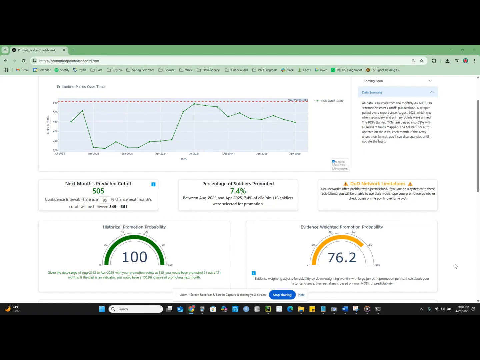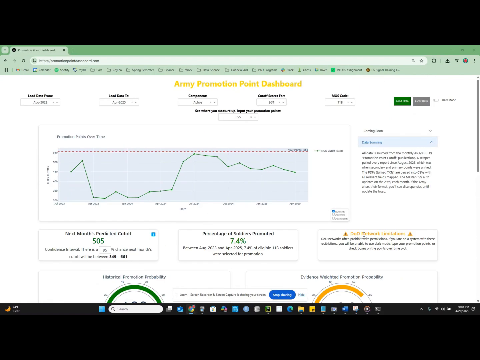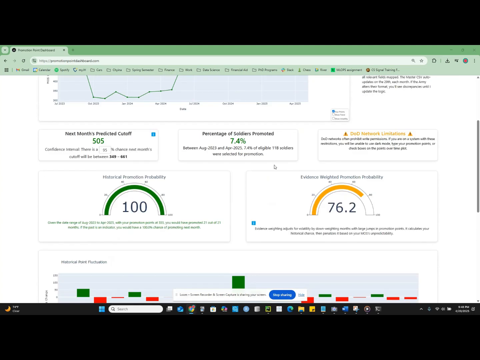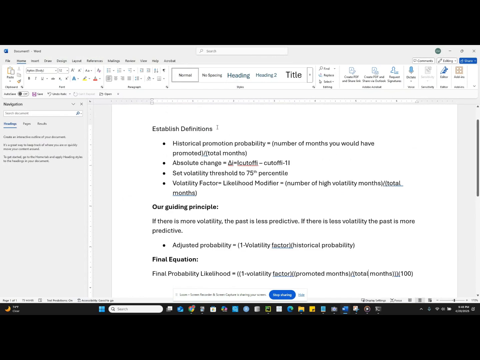So now we are going to go into the second part, which discusses what the evidence-weighted promotion probability is called. In order for this Dow plot to load up, you need to have your promotion points here at the top. It will not populate otherwise, because that's what the Dow plot is trying to predict. It is saying next month, based off of your promotion points and the history of the data, considering volatility, I think that your chance of promotion is X. Okay, so that is how that works. We're going to go into the actual math behind it.